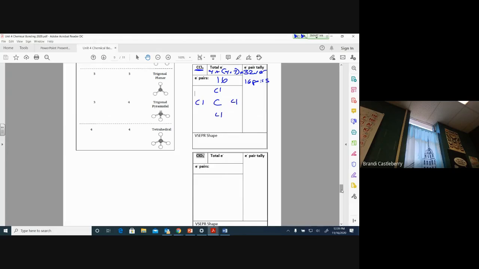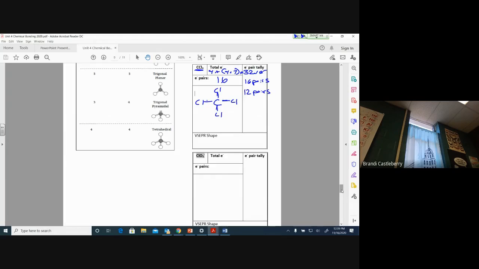Then it says to connect them with a single bond. So I'm going to connect each of those with a single bond. Remember, each single bond is 2 electrons, but 1 pair. So how many pairs have I used? It would be 1, 2, 3, 4. I've used 4 pairs out of my 16. So I have 12 pairs left to use.